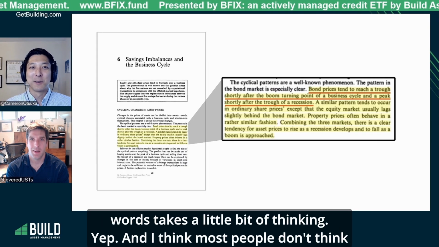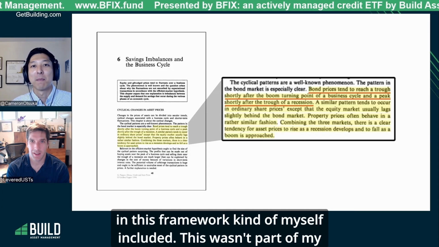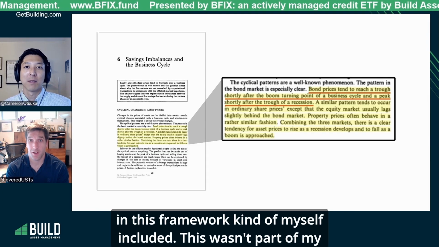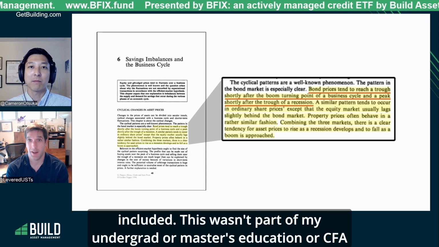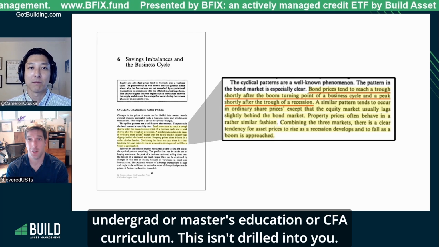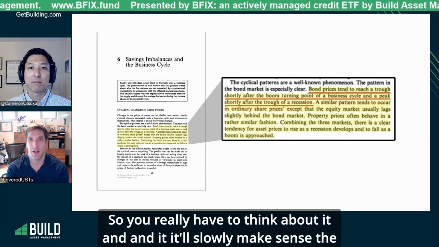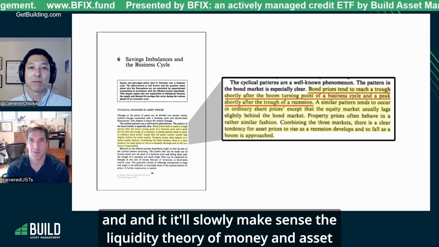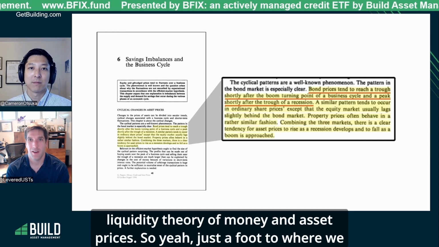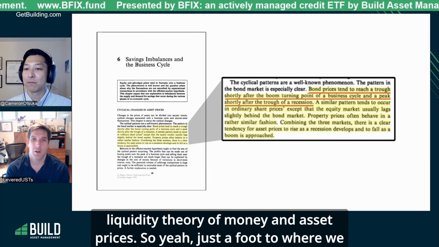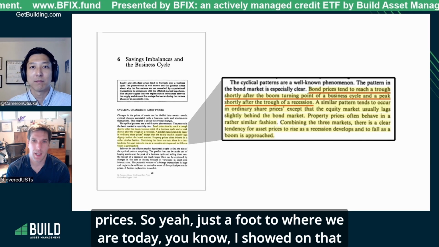Yep. And I think most people don't think in this framework, myself included. This wasn't part of my undergrad or master's education or CFA curriculum. This isn't drilled into you. So you really have to think about it, and it'll slowly make sense, the liquidity theory of money and asset prices.